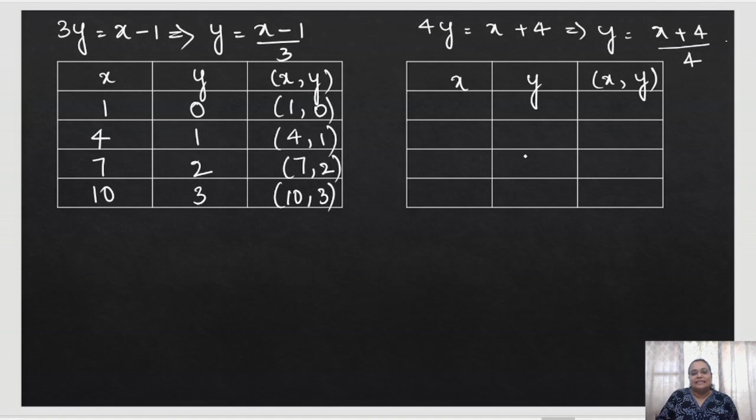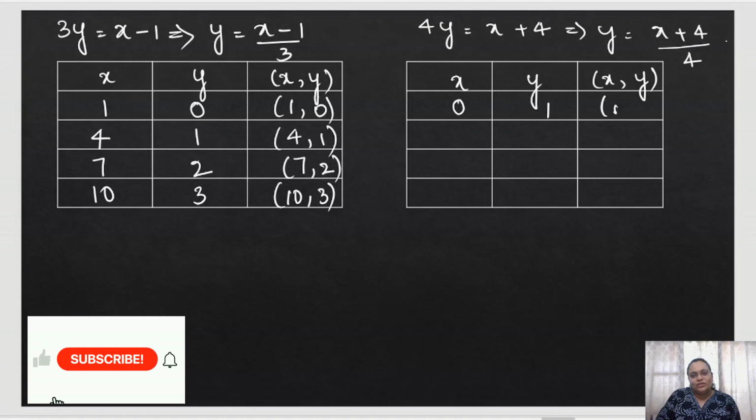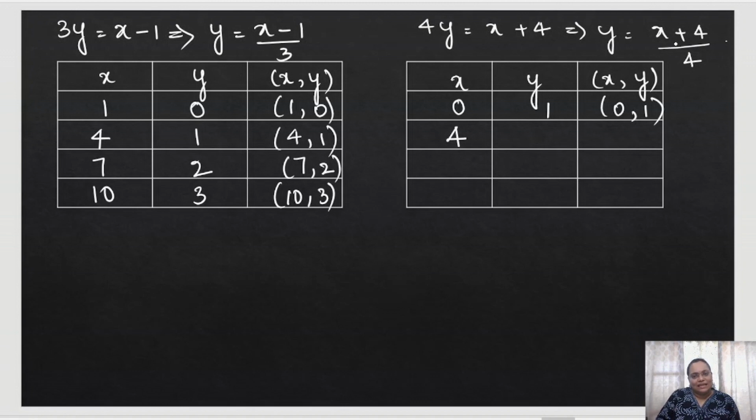Now let us take the points for the next equation. So we will take the point such that it is divisible by 4. So let us take x is equal to 0. If x is 0, this will be 4 by 4, which is 1. So which is 0 and 1. If x is 4, this is 8. Right? 8 by 4 is 2. So the points are 4 and 2.